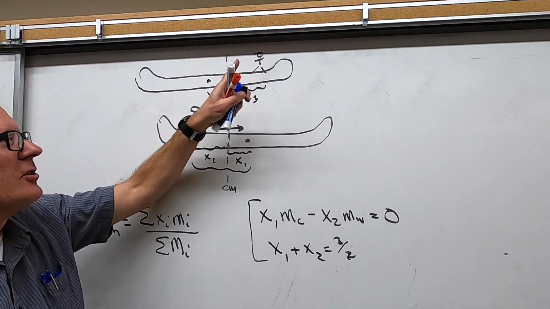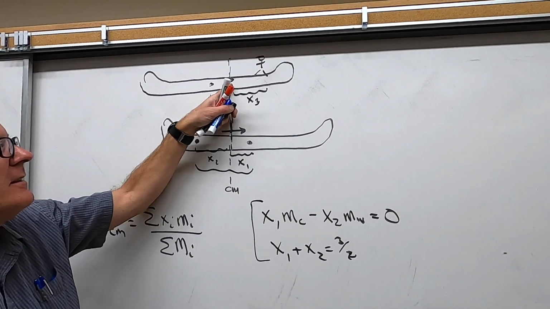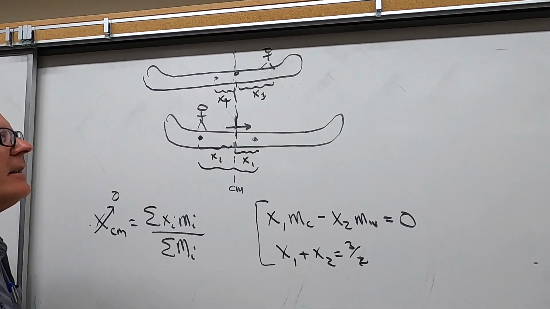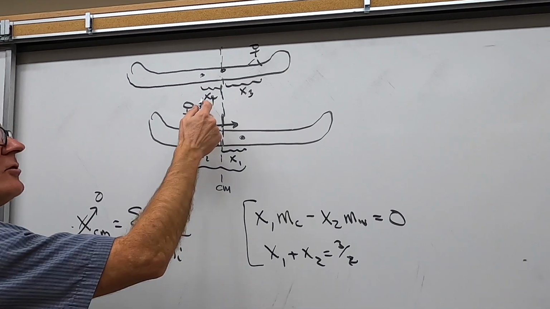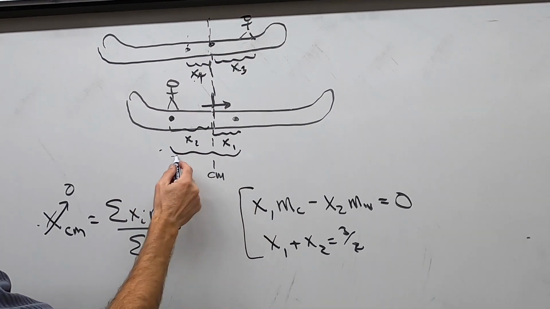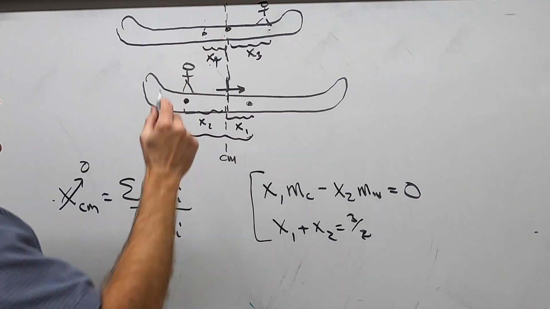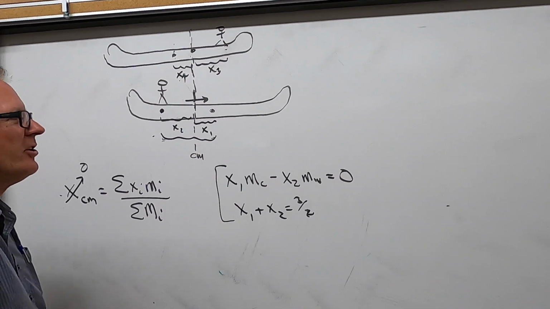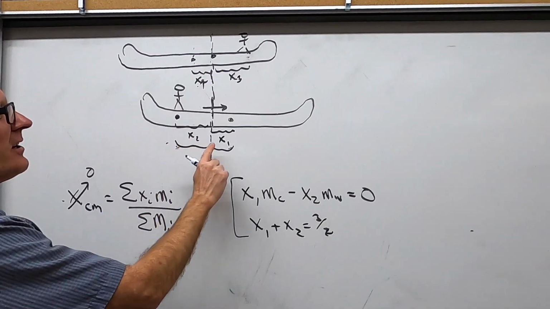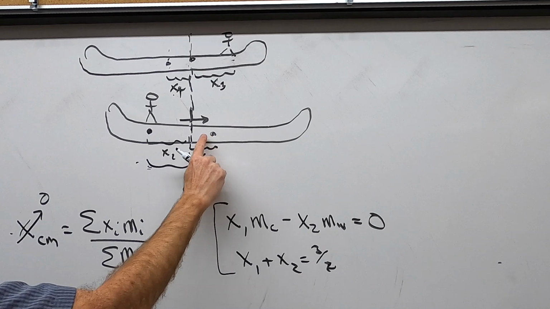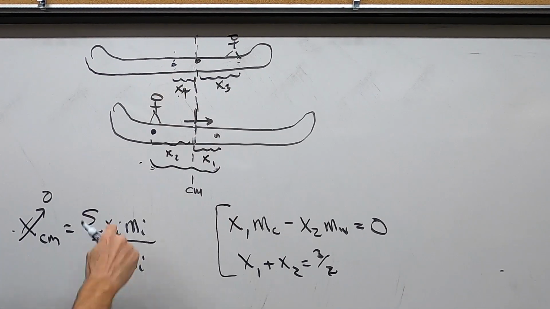x3 times the mass of the woman should be x4 times this distance. And you also know the sum of these two distances because they gave you that. It happened to be the same as this distance right here. So you could find x3 and x4, and they asked, how far did the canoe move? Well, if we just look at the canoe, the middle of the canoe went from there all the way to there. So it moved over x1 plus x4.